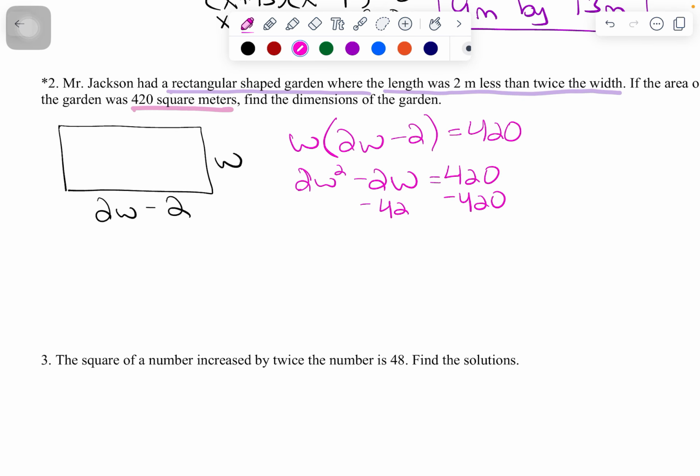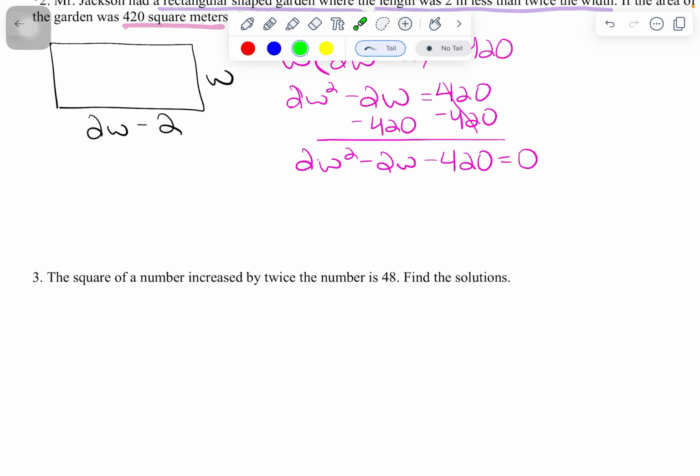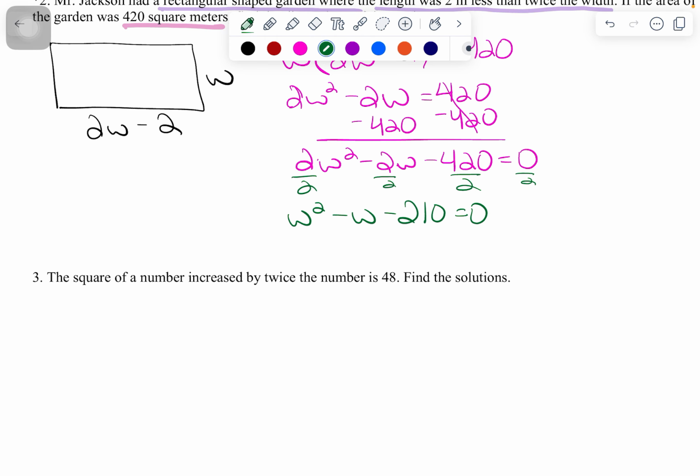Put the 4 first. All right. So I'm having trouble writing W's. W squared minus 2W minus 420 equals 0. All right. Now, every single term here, including the 0, is divisible by 2. So I'm actually going to divide everything by 2. It's going to make the number smaller. All right, so W squared minus W minus 210 equals 0.